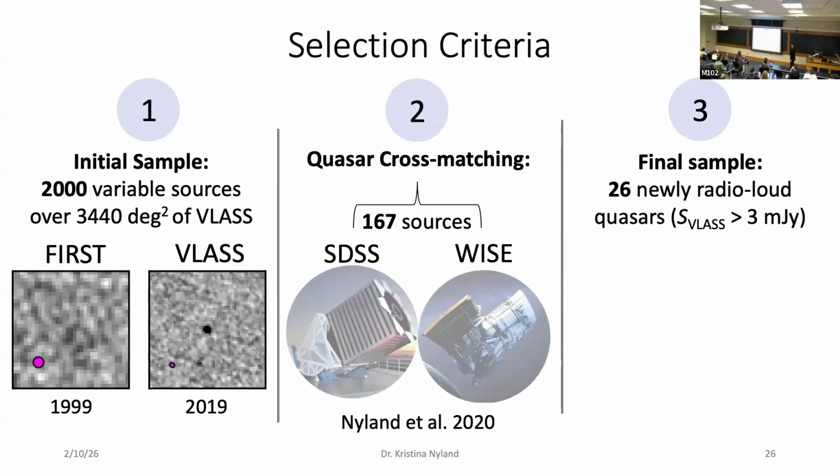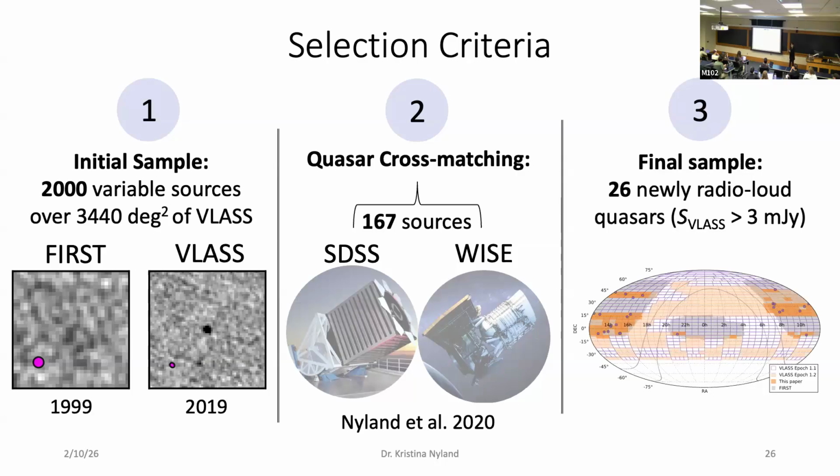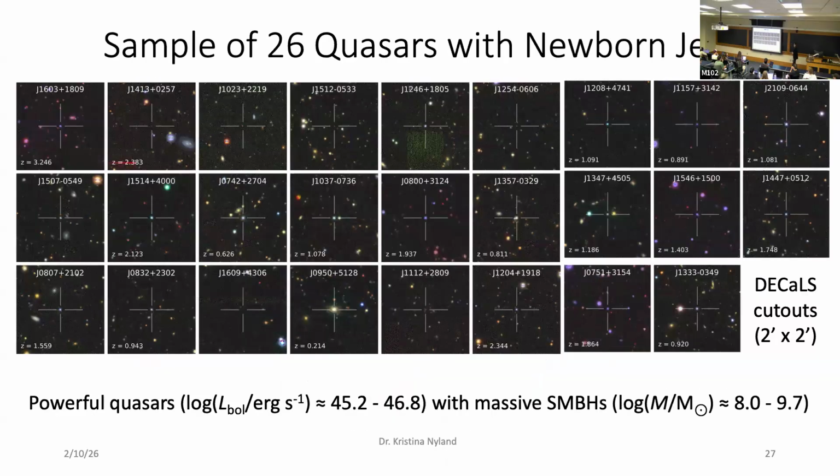We took that list of a couple thousand sources. We cross-matched with some quasar catalogs in the optical and infrared, SDSS and WISE. And we then applied a flux cutoff so that we could weed out sources that were optically thick but not variable. So there's a cutoff on the spectral index of plus 2.5 for how optically thick a source can be. And so this is our sky map showing the 26 newly radio-loud quasars that we found.